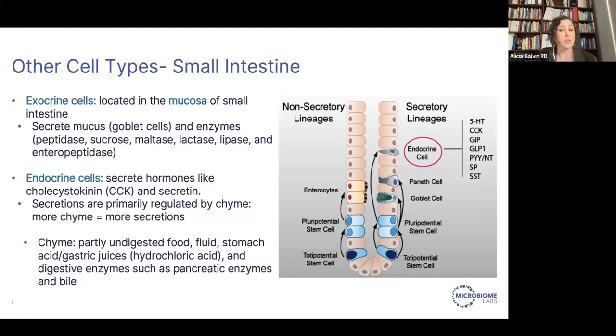And when it gets dumped into the small intestine, it actually triggers a series of signals that then leads to further digestive processes as that food moves through the intestinal tract. And we'll talk about that when we get to the second half of the webinar. But I wanted to put it here because it ties in with those cell types that we're discussing in the small intestine.